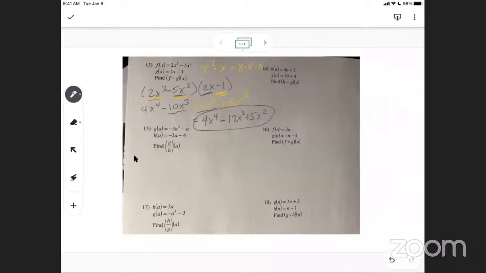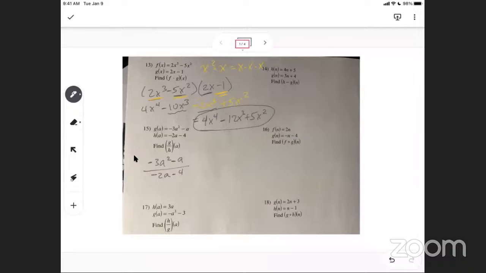For number 15, we have g of a over h of a. So it's going to be negative 3a squared minus a all over negative 2a minus 4. Now we're going to have to be careful with this. Actually, I think that's pretty much all we have to do. I don't see what the directions say. What do they want us to do? It literally just says perform the indicated operation. So there's no values that I'm going to find here, because they're not plugging in values.